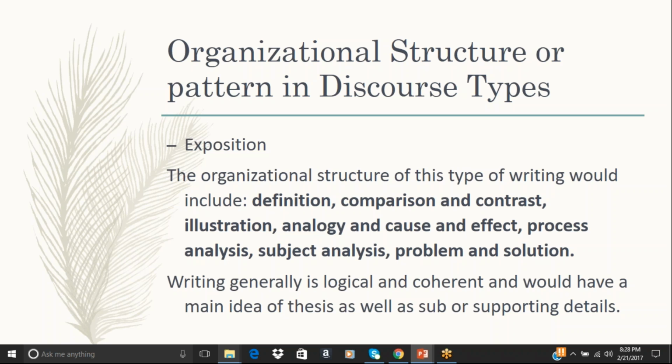So don't just tell me that there is use of analysis when the person is not analyzing anything. They're just telling you the information. All right? So be specific in terms of what it is that you're seeing in the passage.